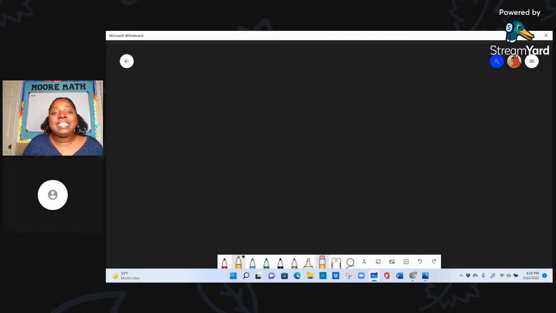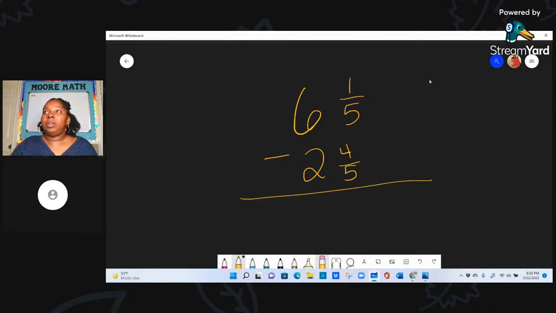Okay, so it's like 6 1/5 minus 2 4/5, right? Yes. Let me pull up my picture. They have the same denominator. It's just that the bigger fraction is on the bottom.